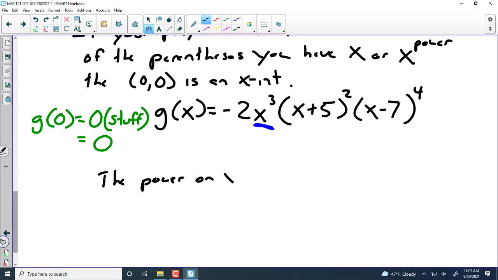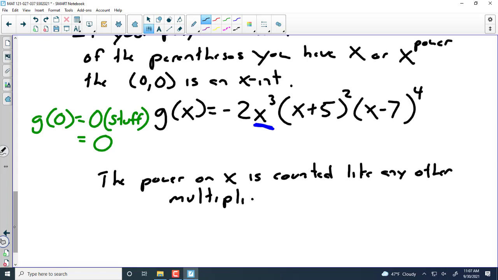The power on x is counted like any other multiplicity. All right.